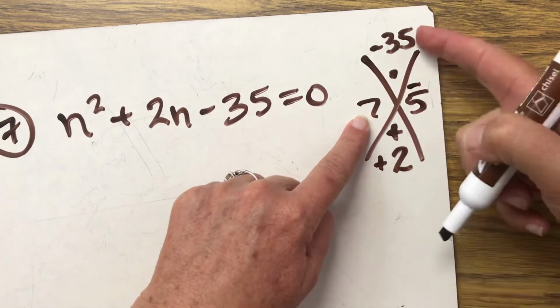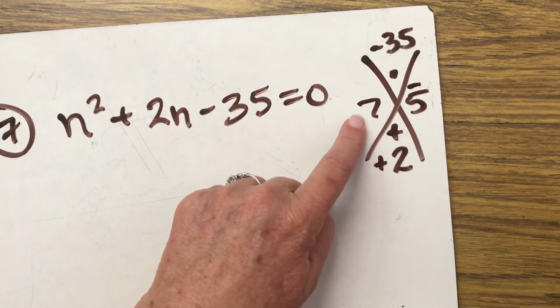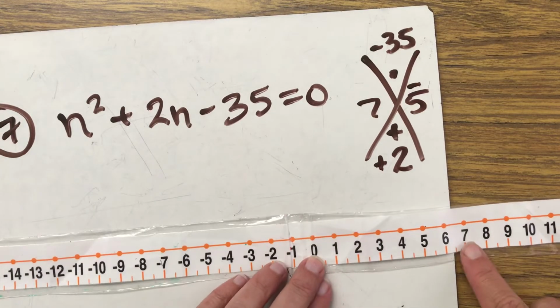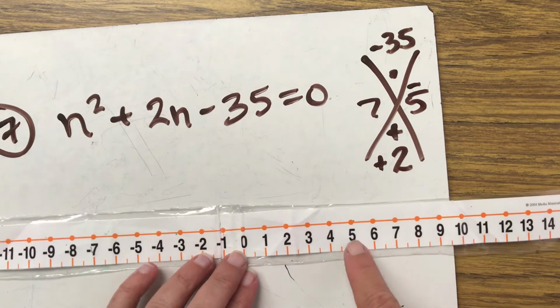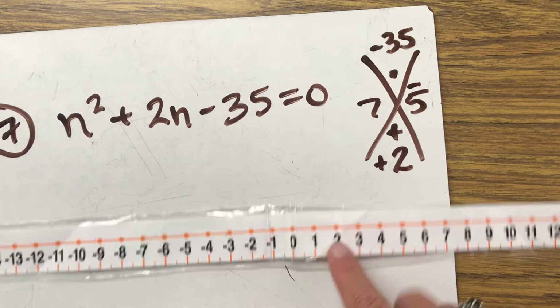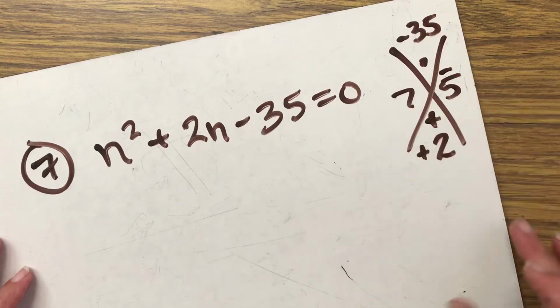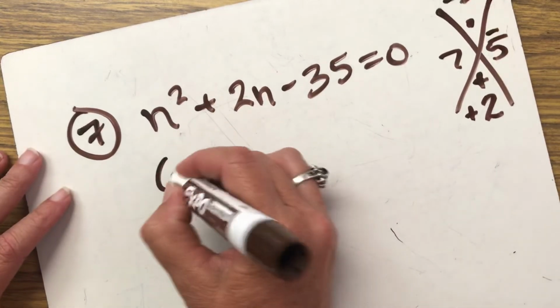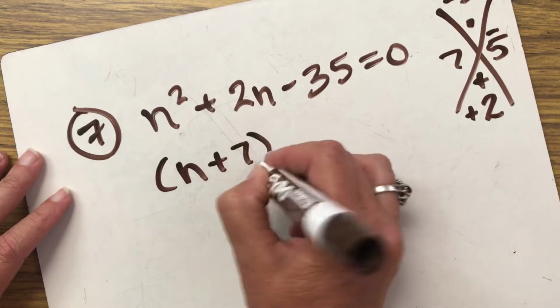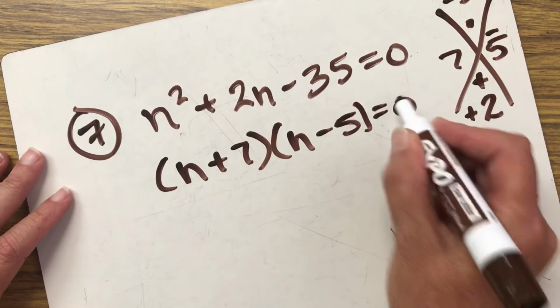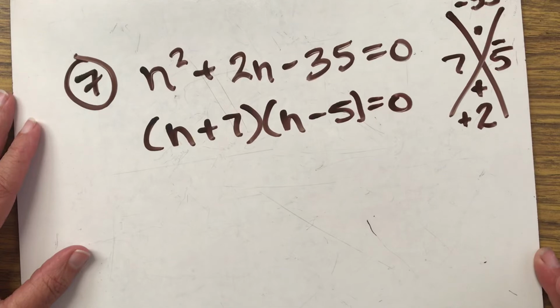7 times -5 is -35. Check. 7, go back 5 on the number line, is a positive 2. Let's check. 7, go back 5. 1, 2, 3, 4, 5. Yep, we found it. You can't move on until these two factors are correct. Factoring is very important in Algebra 2 Trig. And if you don't have that skill down, it is going to be rough. I'm going to be honest.